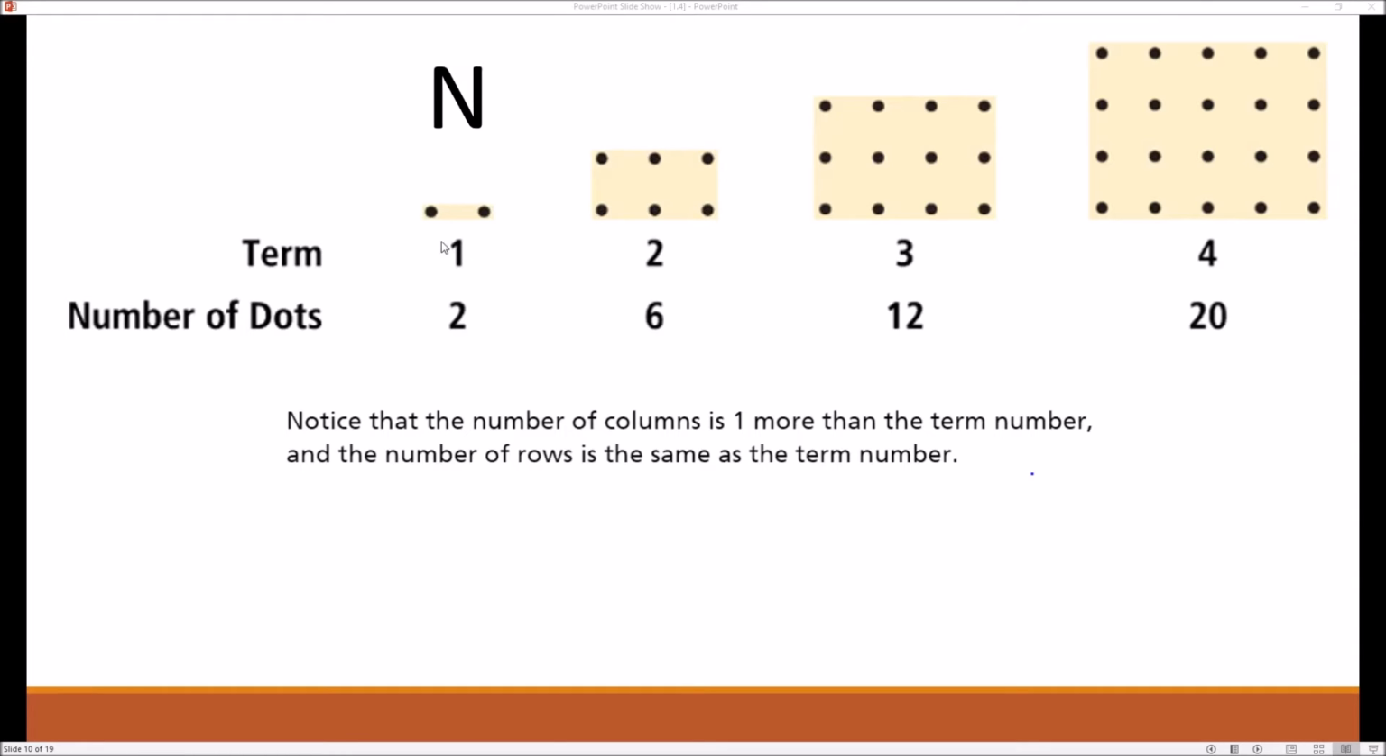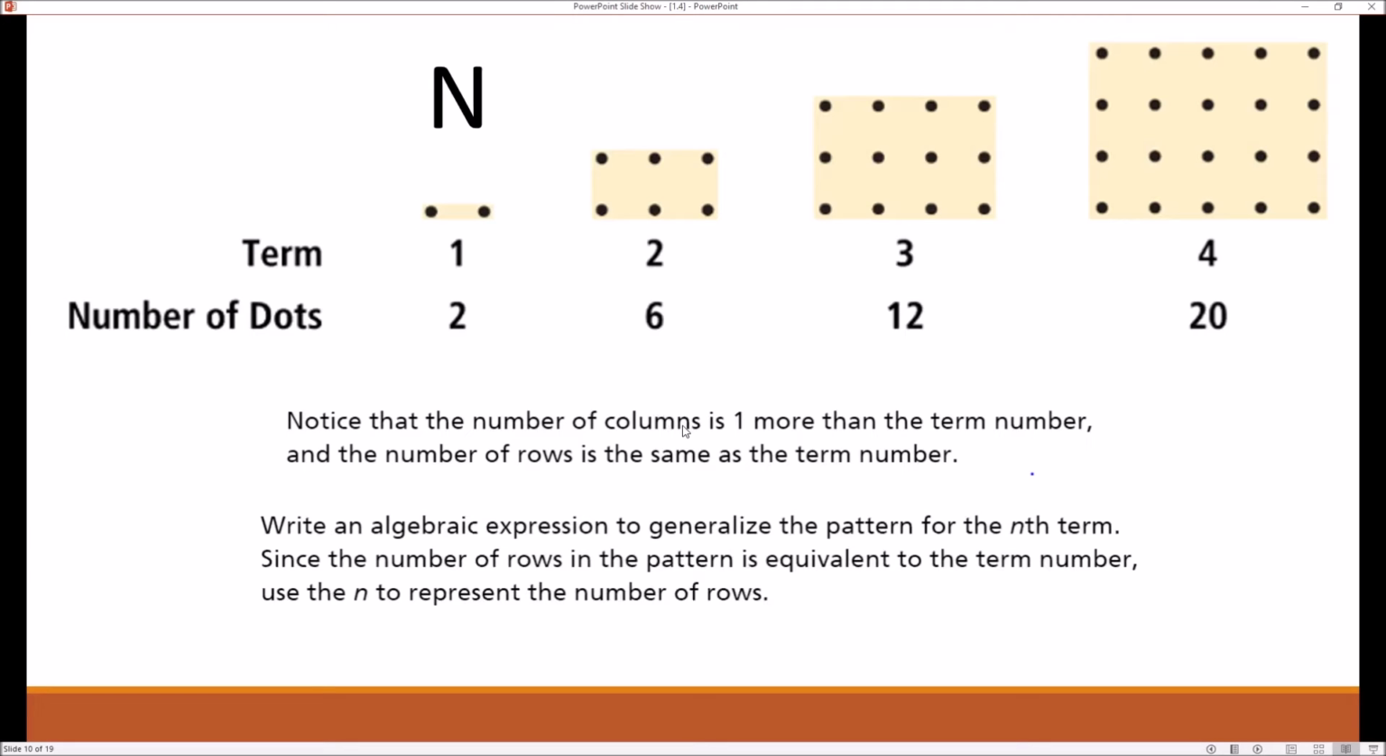So if I have term 1, I have 2 columns. Term 2, I have 3 columns. Term 3, I have 1, 2, 3, 4 vertical columns. And on 4, I have 5: 1, 2, 3, 4, 5. So that's our first thing. And then the number of rows is the same as the term number. Rows are the horizontal slices. So if I'm on term 1 going left to right, that's 1. Term 2 going left to right, I have 1, 2. Term 3 going left to right, 1, 2, 3, and so on.